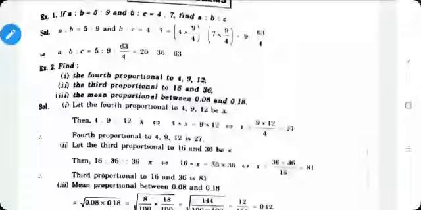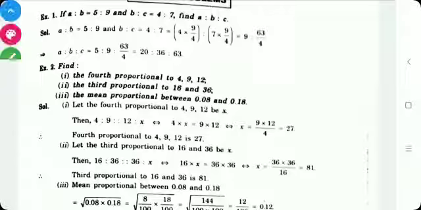Students, now we will solve examples on ratio and proportion. The first example is: if a is to b equals 5 is to 9 and b is to c equals 4 is to 7, then find a is to b is to c. Here we are given a is to b as 5 is to 9 and b is to c as 4 is to 7.